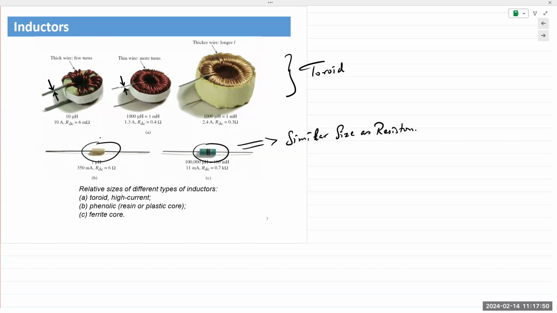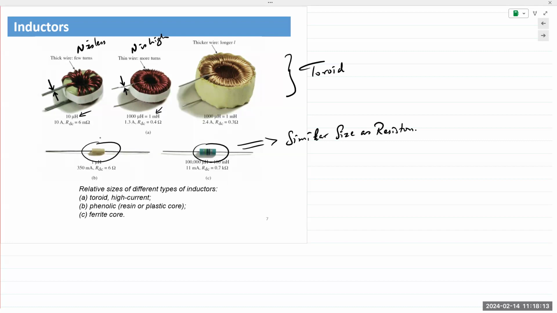It's kind of the same principle. Look at the number of turns. N is less. If N is less, the inductance is less. If N is high, inductance is high. And you see that reflected in these values here.